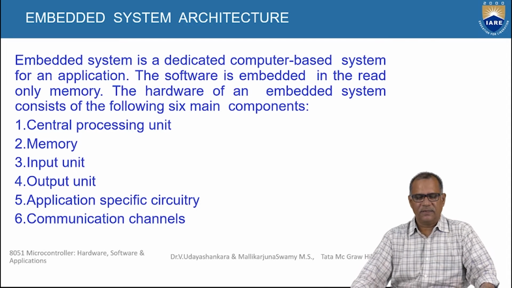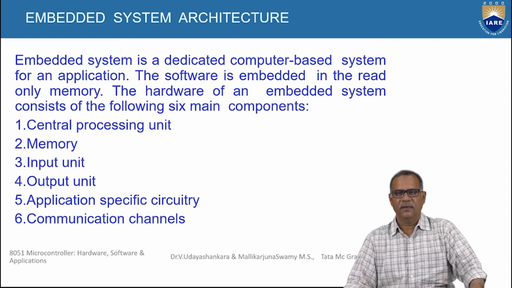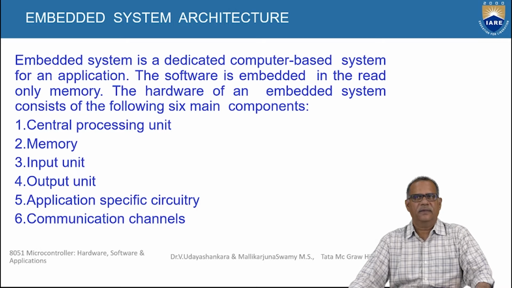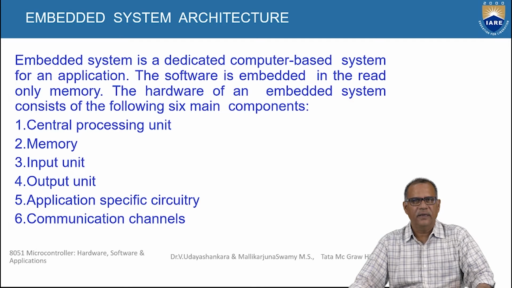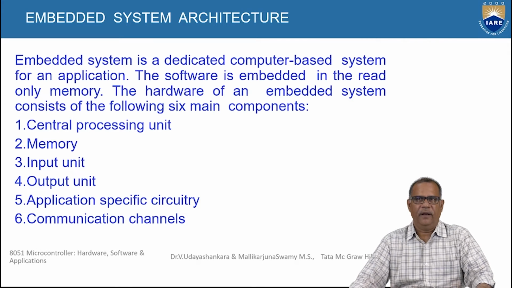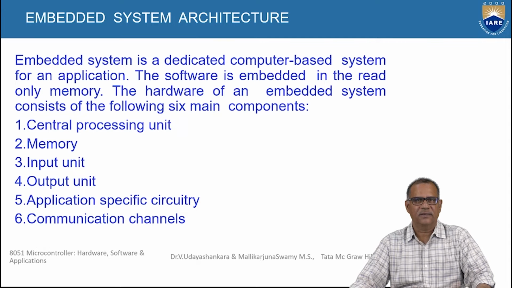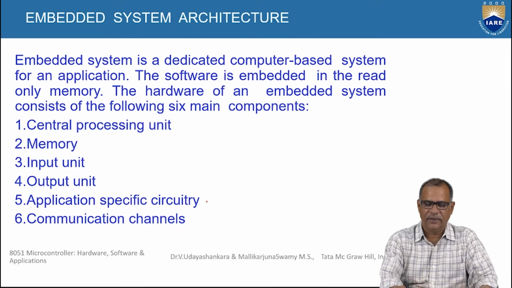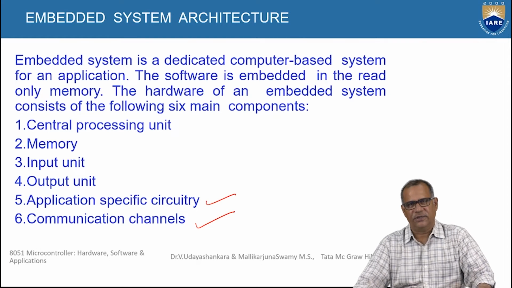Next, coming to the embedded system architecture. An embedded system is a dedicated computer-based system for a specific application, and the software is embedded in the program memory. The hardware of an embedded system consists of CPU, memory unit, input unit, output unit, the application specific circuitry, and the communication channels.